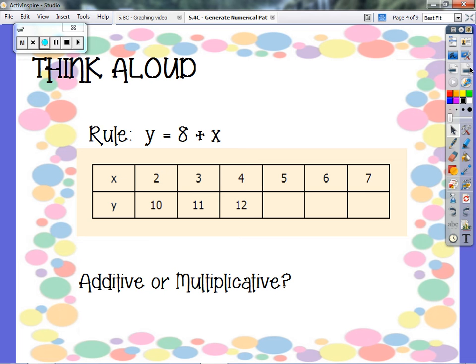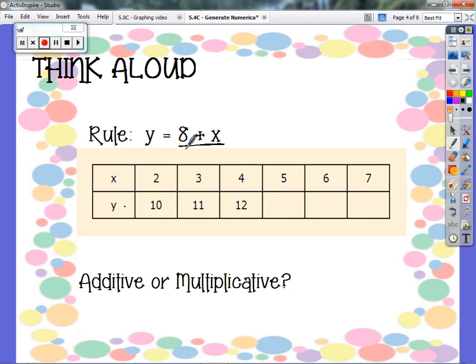Here's our first think out loud. And our rule here is y is equal to 8 plus x. So when we first begin and we start talking to the students about the input-output table and the rules, we're going to have them look at x and y. We're having them use x and y, looking at both of these to see how they relate to one another.